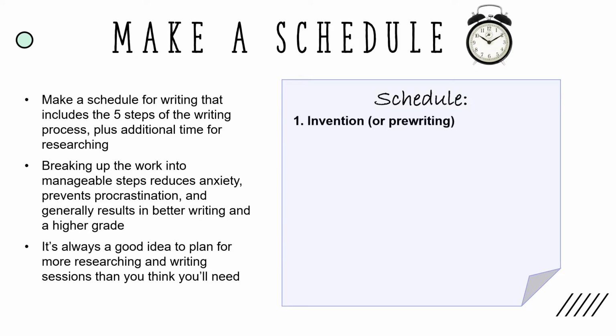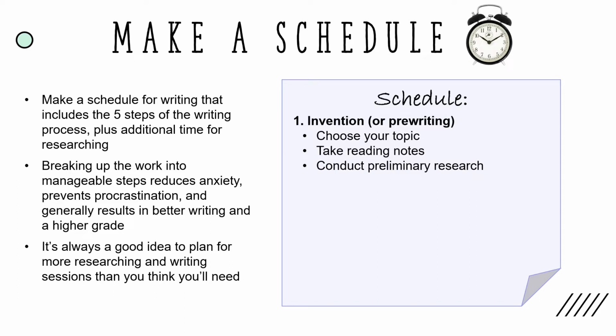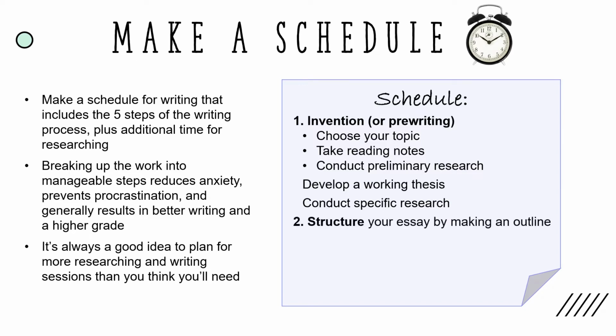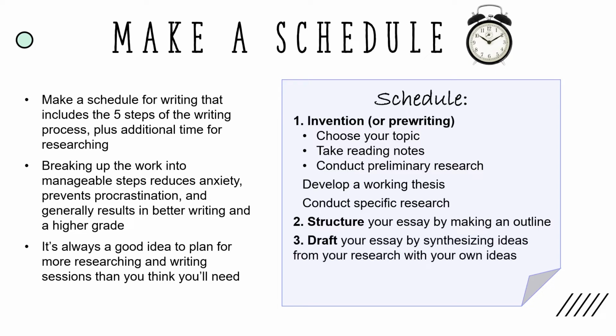Complete the invention or pre-writing step of the writing process by choosing your topic, taking reading notes, and conducting preliminary research. Then, develop a working thesis and use it to conduct more specific research. After researching, complete the remaining steps of the writing process. Structure your essay by making an outline. Draft your essay by synthesizing ideas from your research with your own ideas. And finish by revising and editing your essay.